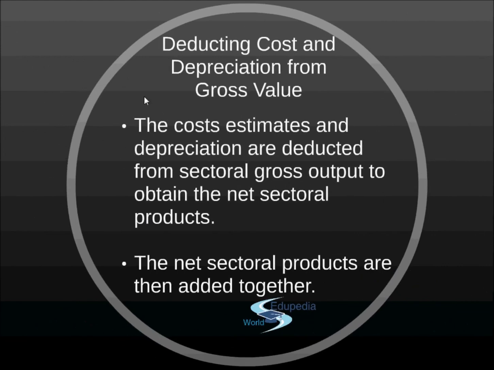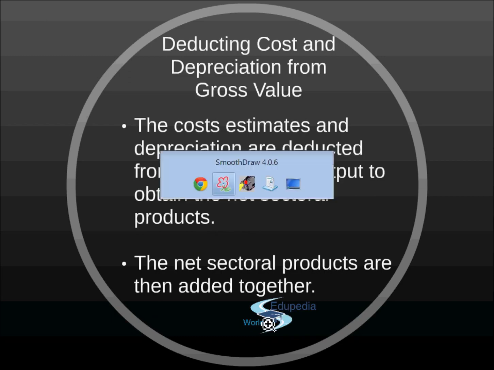The third step in order to calculate the net output is we deduct the cost and depreciation from the gross value. Whatever the cost estimate and depreciation estimates have been done, we deduct them from the sectoral gross output to obtain the net sectoral product, and then the net sectoral products are added together. Easy?